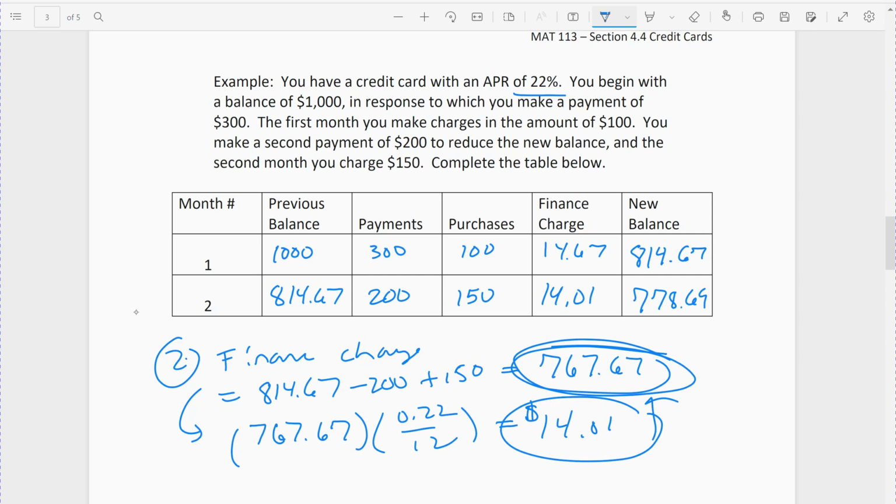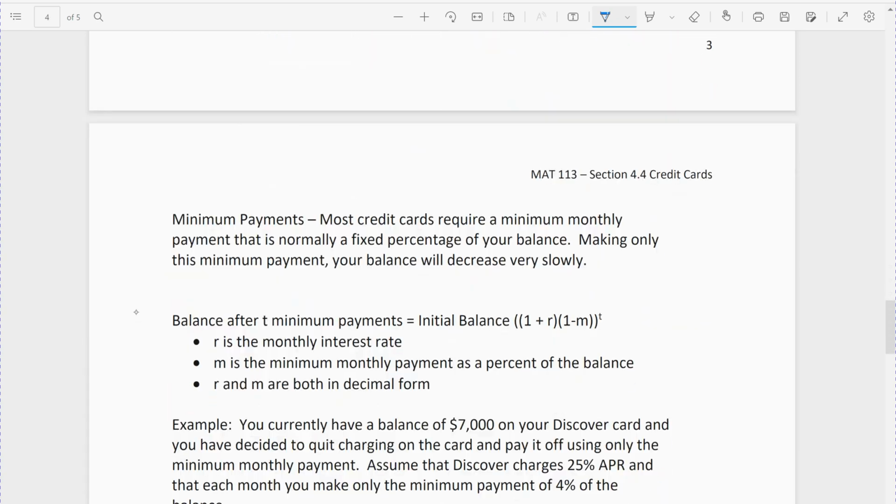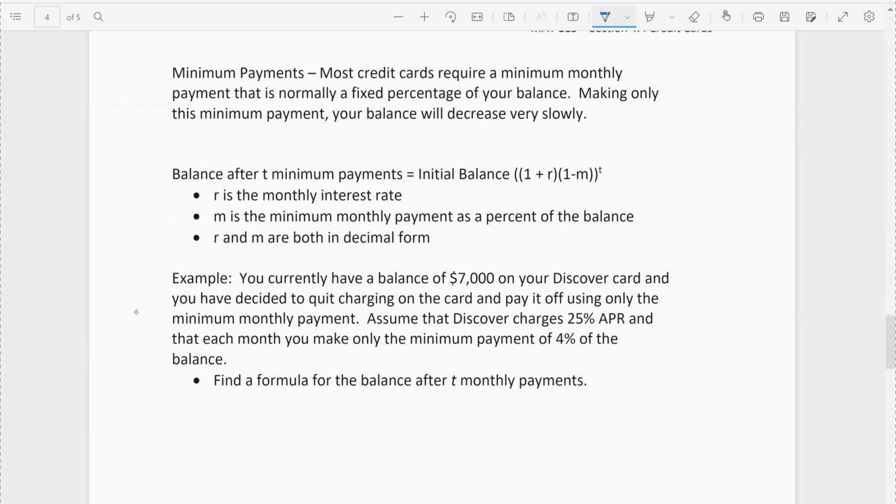All right, minimum monthly payment. So we're going to talk about minimum monthly payments next. Most credit cards, if you've ever had a credit card, on your statement it says you owe this amount and you have to pay at least this monthly minimum. And it usually is either a fixed amount or a fixed amount based on the percent you owe. If you make only this minimum payment, your balance will decrease, but it will decrease very, very slowly.